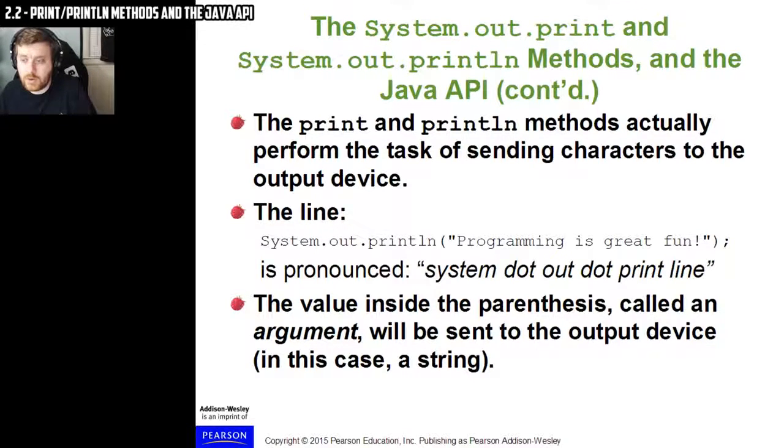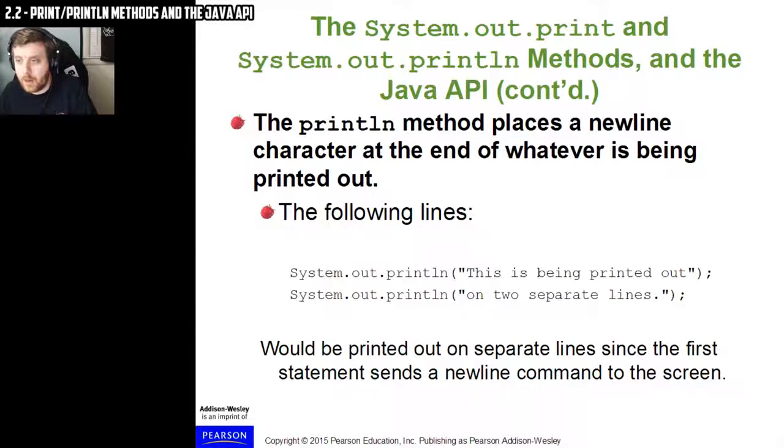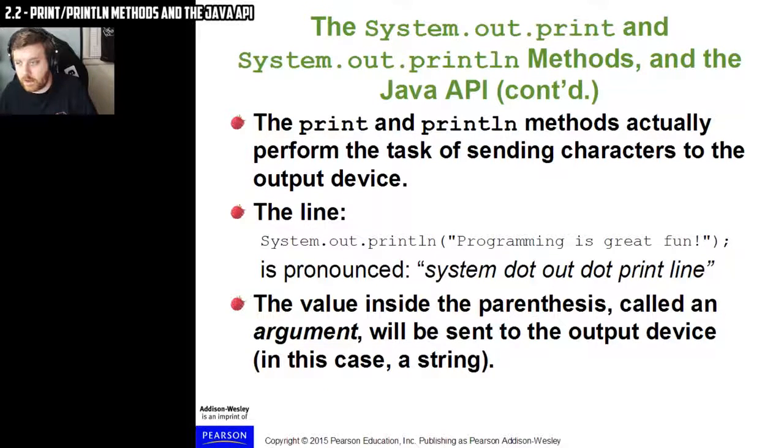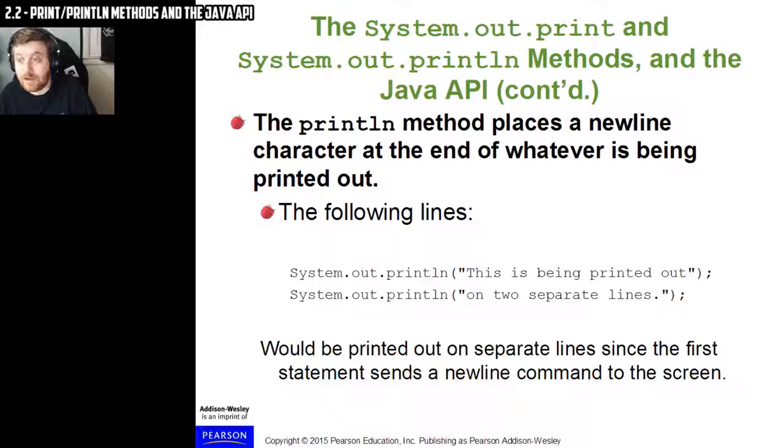So it's very useful for us to say it that way. The value inside the parentheses is called an argument, and it will be sent to the output device. In this case, it's a string. We're sending that string to the output device to be printed. So that's what this method does right here. The println method does the same thing as the print method, but the println method places a new line character at the end of whatever's being printed out.